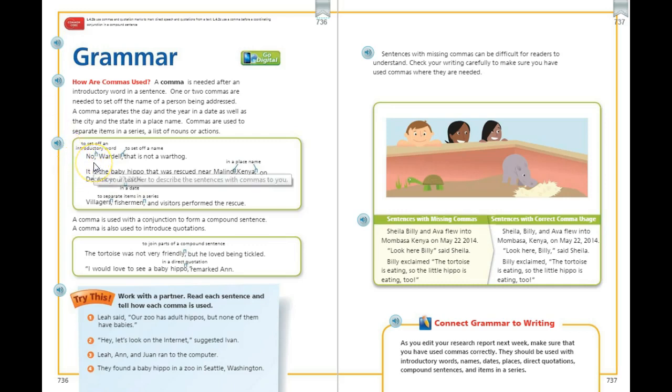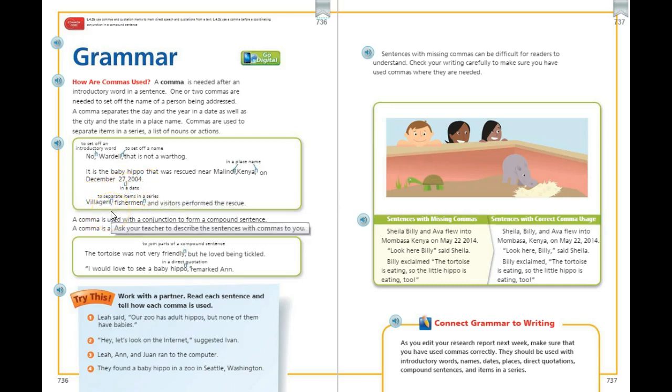We have "No," comma. That's our introductory word. "Wardell," that's our name. That is not a warthog. Okay, it is the baby hippo that was rescued near Malindi, Kenya. We have a comma for the place and then a comma because the rest of the sentence continues. On December 27, comma, there's a comma used in a date, 2004.